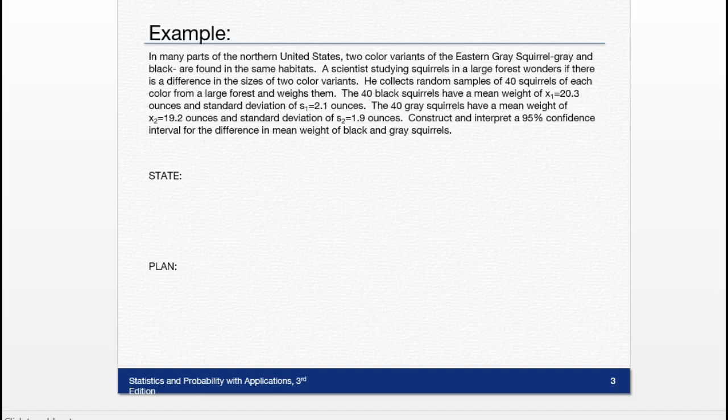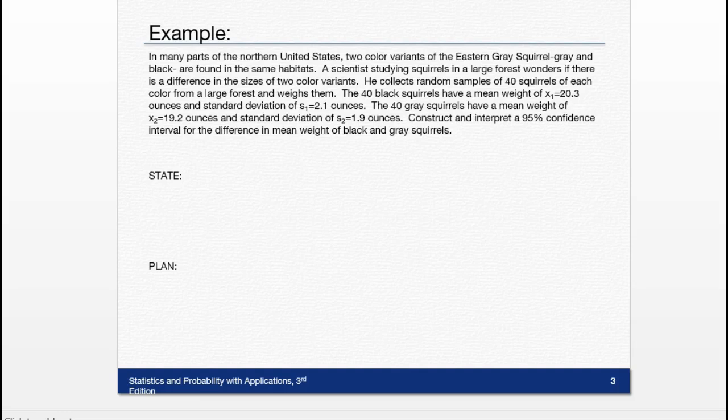So let's try one of these. In many parts of the northern United States, two color variants of the eastern gray squirrel, gray and black, are found in the same habitat. A scientist studying squirrels in a large forest wonders if there's a difference in the sizes of the two color variants. He collects random samples of 40 squirrels of each color from a large forest and he weighs them. The 40 black squirrels have a mean of 20.3 ounces and a standard deviation of 2.1 ounces. The 40 gray squirrels have a mean weight of 19.2 ounces and a standard deviation of 1.9. Construct and interpret a 95% confidence interval for the difference in mean weight of the black and gray squirrels.